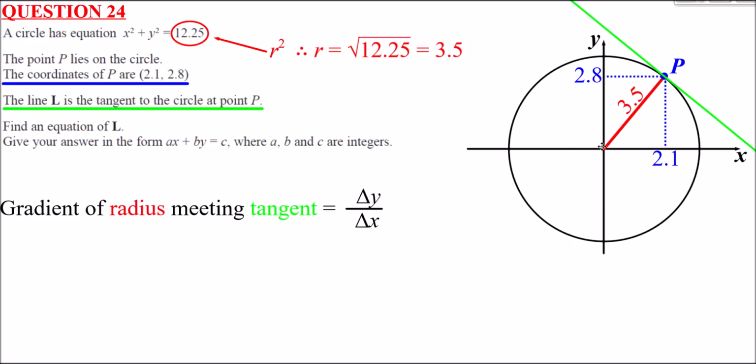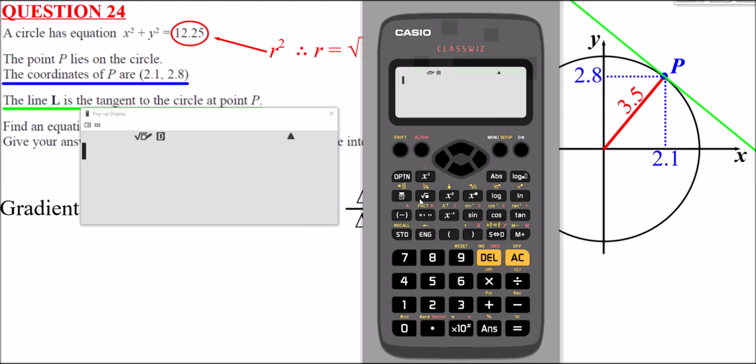This radius is starting at the origin, so the change in y is just easily just 2.8. From nothing to 2.8, it's gone up by 2.8, and along, from 0 to 2.1, it's gone along by 2.1. So to calculate the gradient, it's just 2.8 divided by 2.1. If you try that on your calculator, what you should find is it gives you exactly 4/3. You could have done that without a calculator, but if it's a calculator paper, knock yourself out and use it. So 4/3.